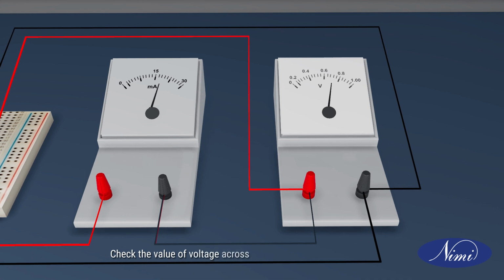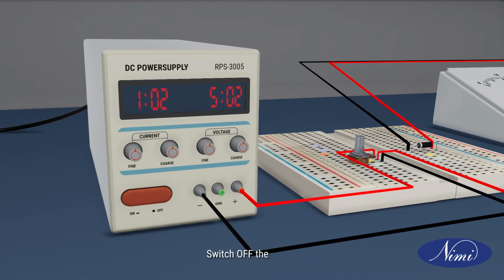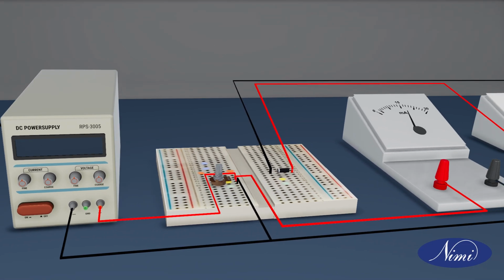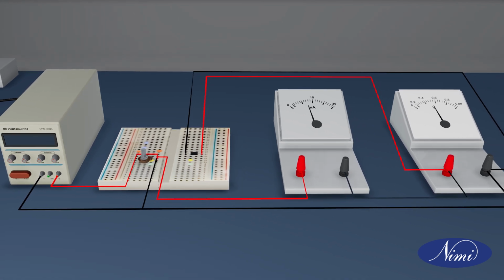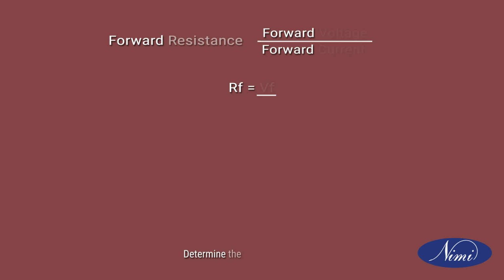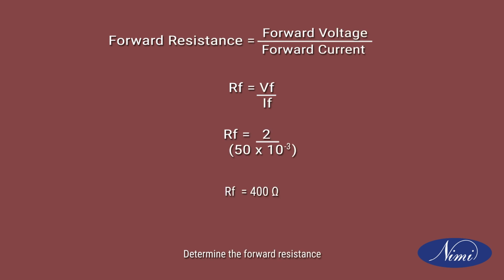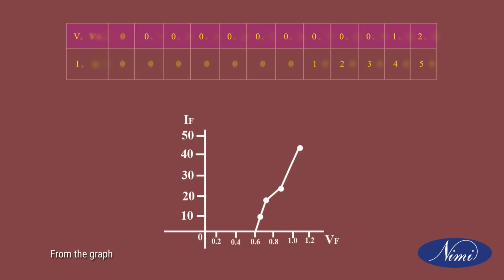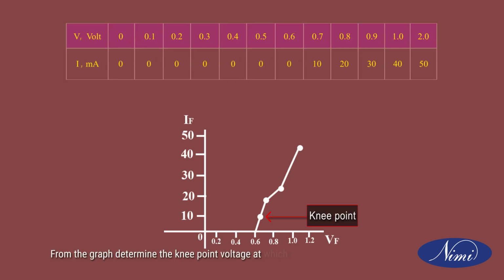Check the value of voltage across the diode at which the current starts increasing and remains constant later. Switch off the supply. Plot the graph with forward voltage on the x-axis and forward current on the y-axis. Determine the forward resistance, RF equals VF by IF ohms. From the graph, determine the knee point voltage at which a large quantity of current starts flowing.